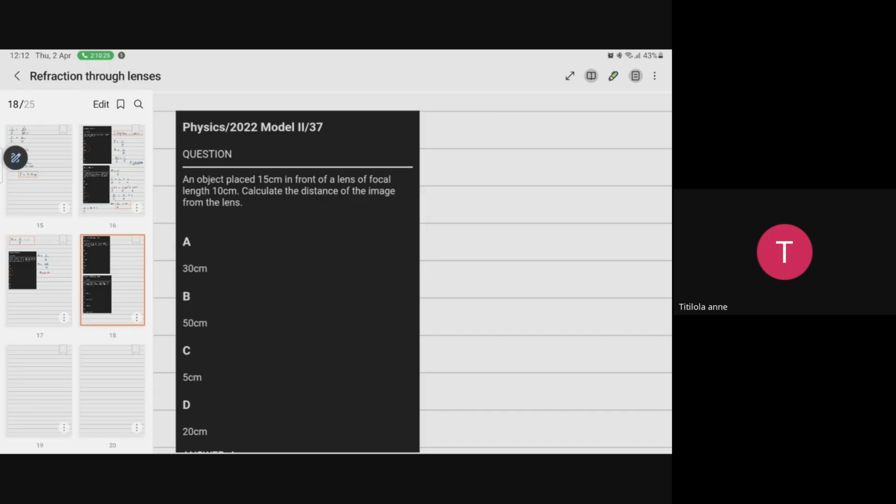Okay. Can you go ahead and explain your formula? You're the first to produce the answer. So go ahead. We use 1 over F equals to 1 over V plus 1 over U. Then our 1 over F will be 1 over 10. Our 1 over V is what we are looking for, and plus 1 over 15.